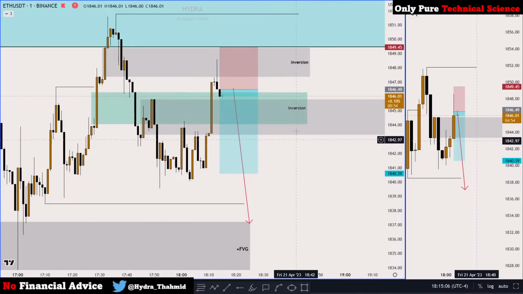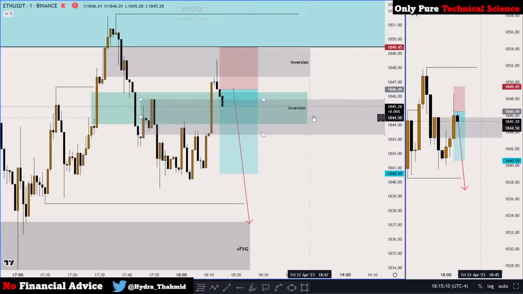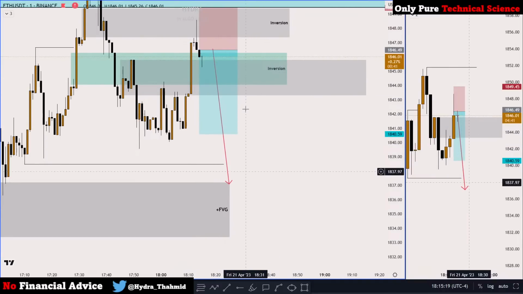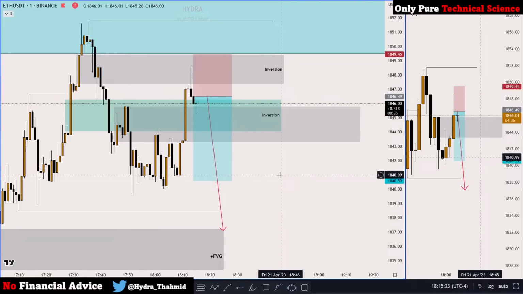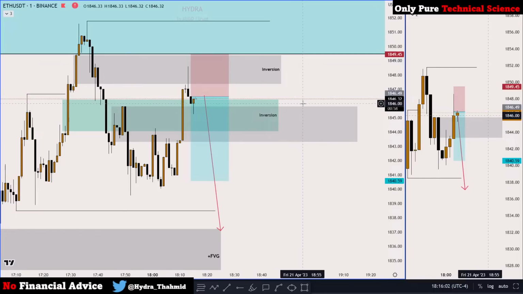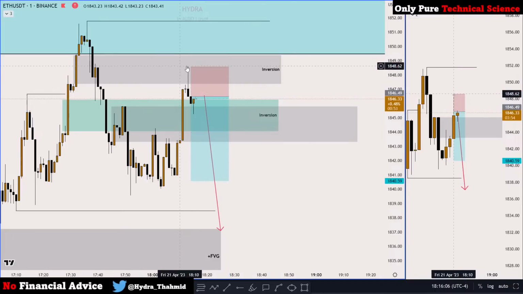So that's our inversion, right? I want to see this inversion fair value gap. This fair value gap is getting failed again. I want to see this fair value gap providing support for price towards the sell side. Okay, so we can see that price is getting support from this inversion, right? That's what we don't want to see. My stop loss will be above this wick right here.